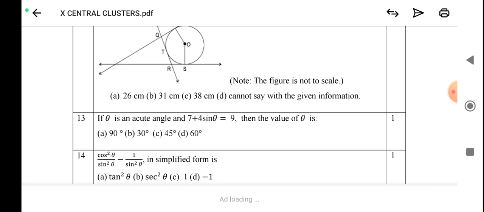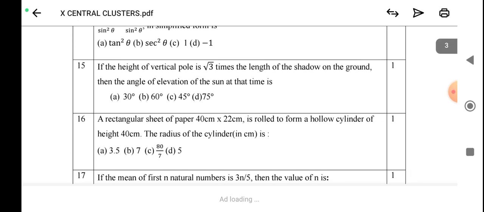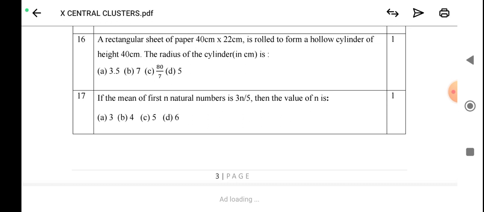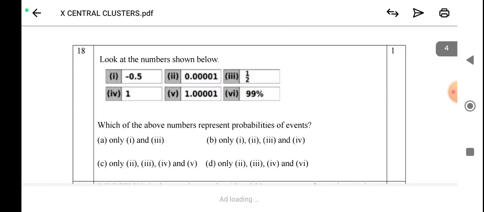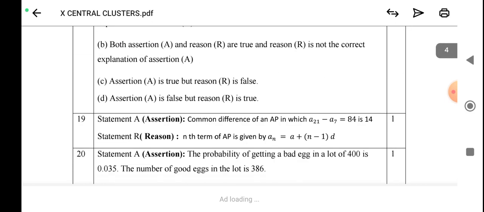13th question, introduction to trigonometry. 14th question also introduction to trigonometry. 15th question, applications of trigonometry. 16th one, areas related to circles. 17th one, statistics. Easy. Mean of first natural numbers. 18th question, probability. Superb question. Which is a probability of an event? Probability of an event lies from 0 to 1. We all know from using this question.